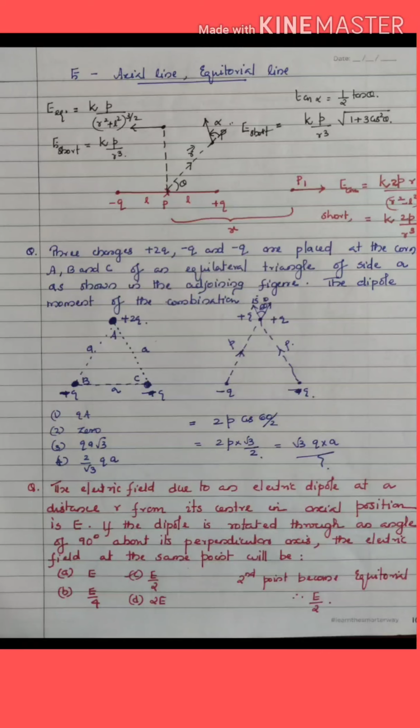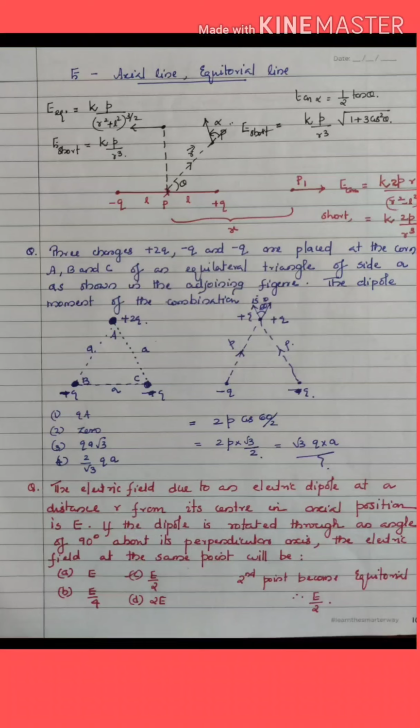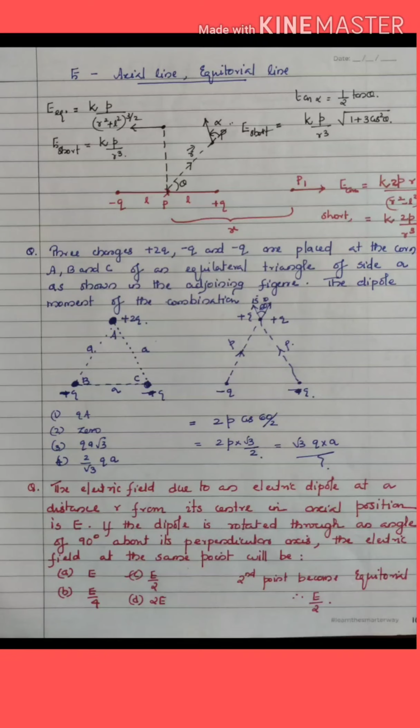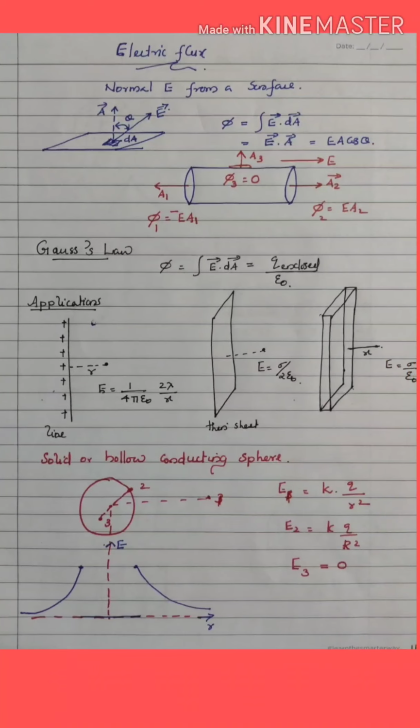The electric field due to an electric dipole at a distance r from its center in axial position is capital E. If the dipole is rotated through an angle of 90 degrees about its perpendicular, the electric field at the same point will be? And keep in mind here, because of the tilting, that point under observation becomes the equatorial point. Hence, the electric field becomes half.